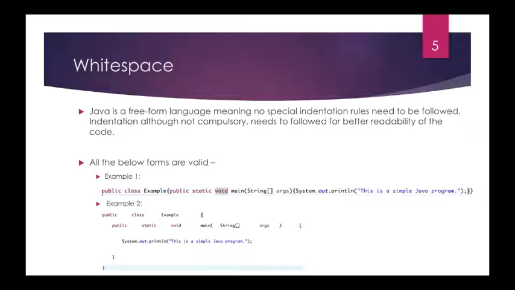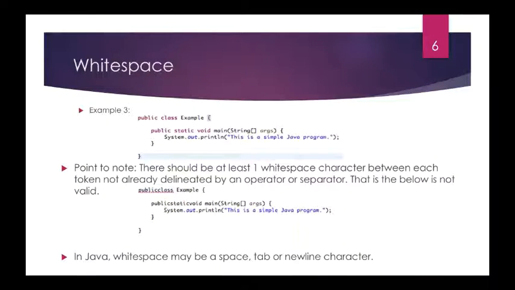The second example, there is more than one space between each word. And this is also completely valid, will be compiled and executed successfully. The third example is a classic case where it is properly indented. There is exactly one white space in between the words. This is the standard that needs to be followed in professional Java programming.